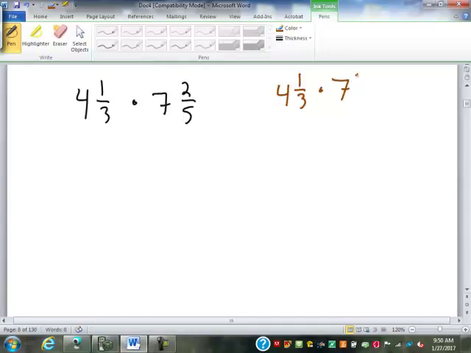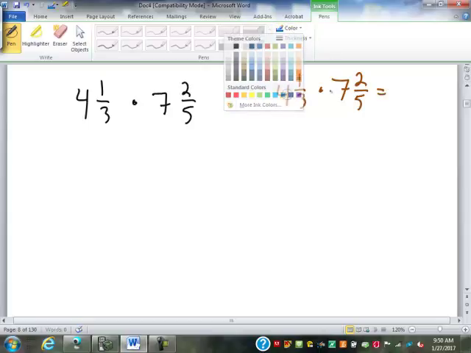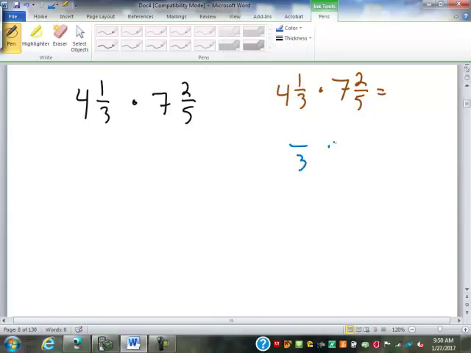Obviously, we're going to multiply them. How do we make it work if it's such a difficult thing? Well, we're going to cheat. We're not going to multiply the mixed numbers. We're going to change them into improper fractions. So 4 1/3 becomes how many thirds? 13, good. 4 times 3 is 12, plus 1 is 13.